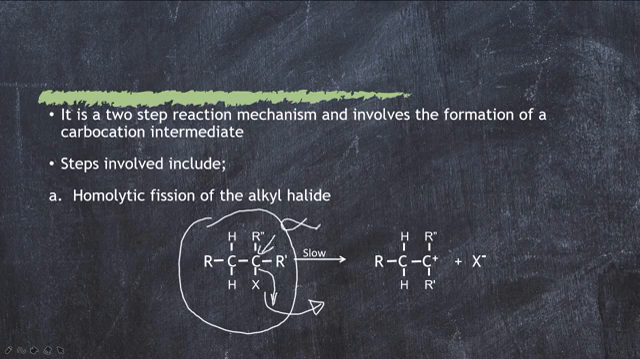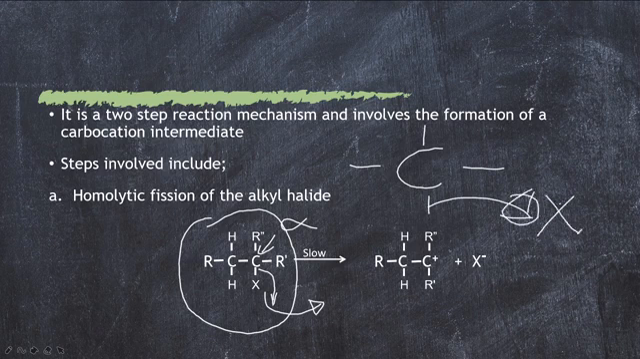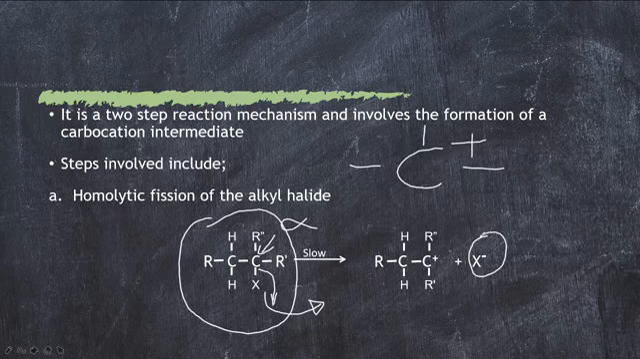Now this alpha carbon will end up electron deficient, because carbon is meant to have four bonds attached to it, and now one of the bonds has been taken away by the halide group. That makes this carbon electron deficient, and at the end of the day this bond will no longer be there, so the carbon will have a positive charge. That positive charge is what forms the carbocation, a carbon cation. And the X group takes the negative charge. So this is the first step in the reaction mechanism.